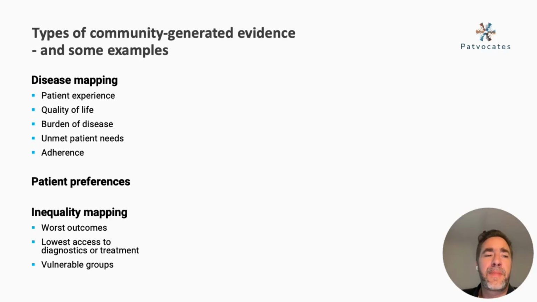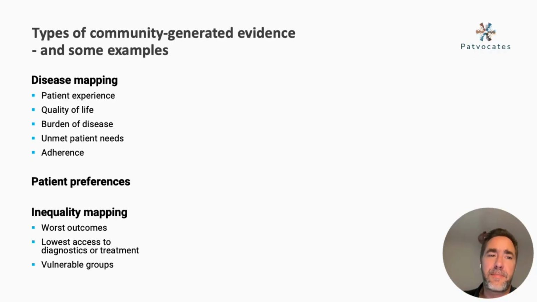And then the final category is inequalities mapping, where you actually unveil differences. For example, where are the worst outcomes in an indication area? Where is lowest access to diagnostics or treatment? Or which vulnerable groups are left behind in our community?